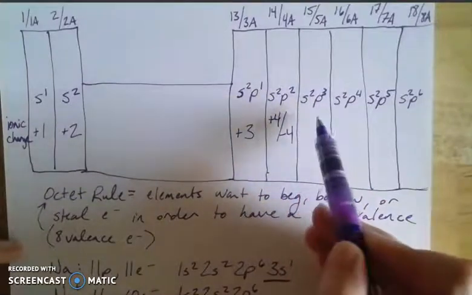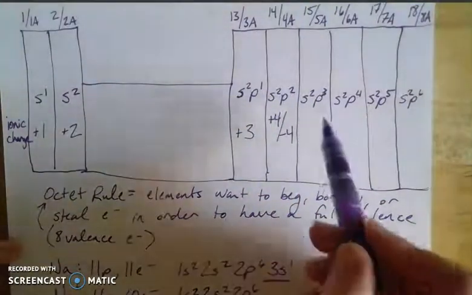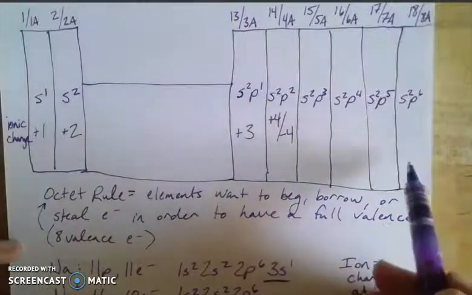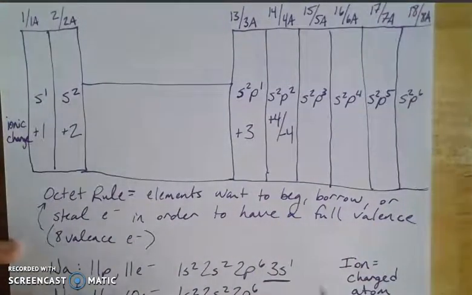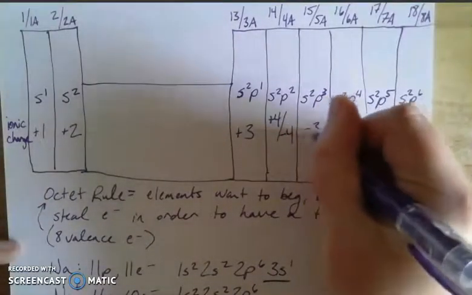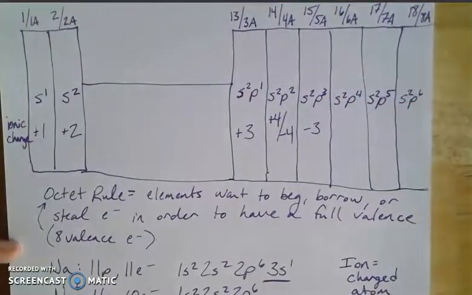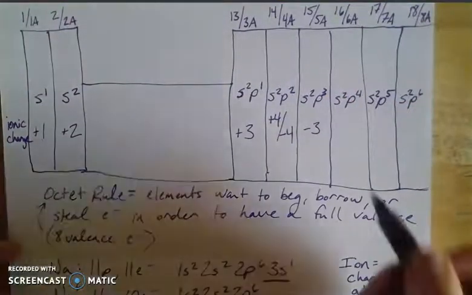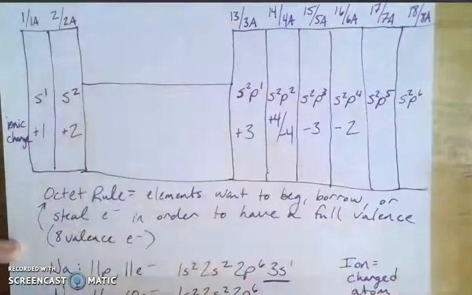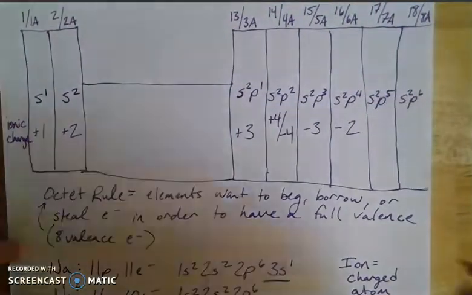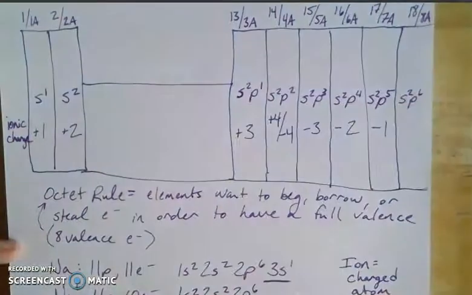All right, we have 5 electrons here. Now we've flipped it. Once I have 5, now it's easier to gain 3 than it is to lose all 5. If I gain 3 negative charges, that gives me a net -3 charge. And then the same logic applies. I have 6, easier to gain 2; 7, easier to gain 1.